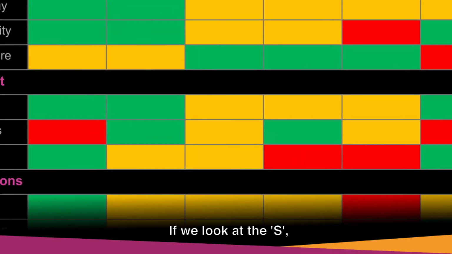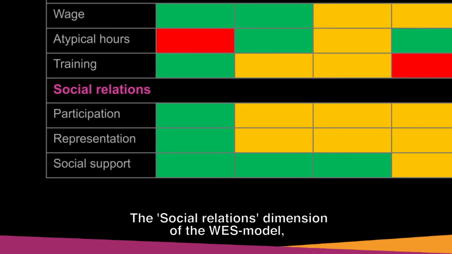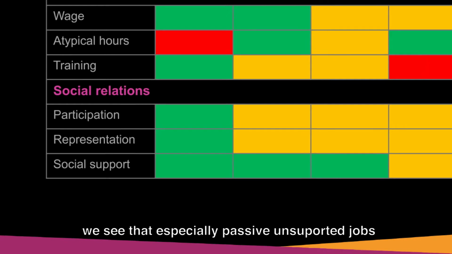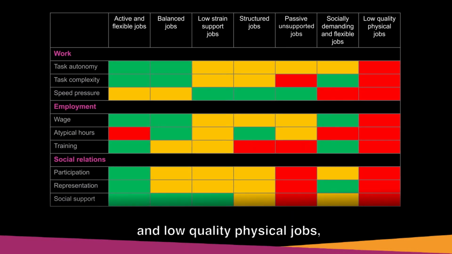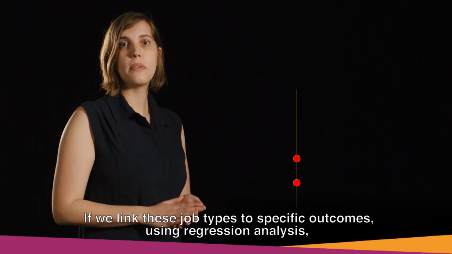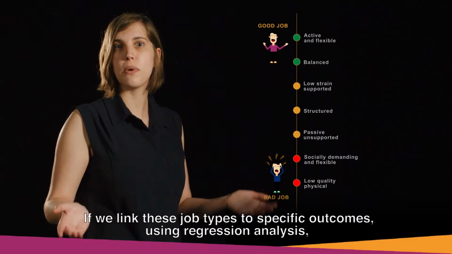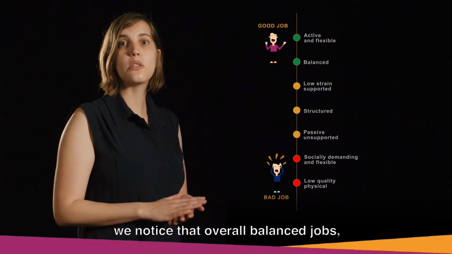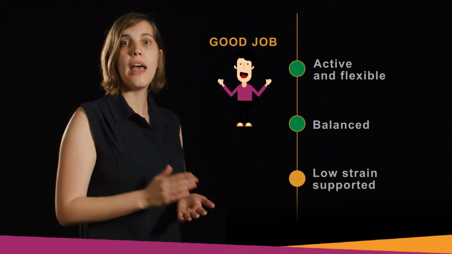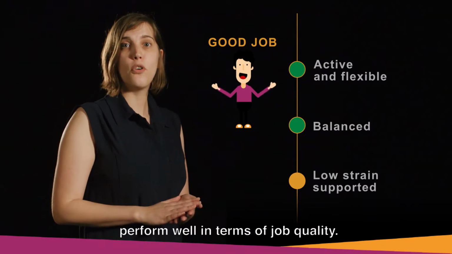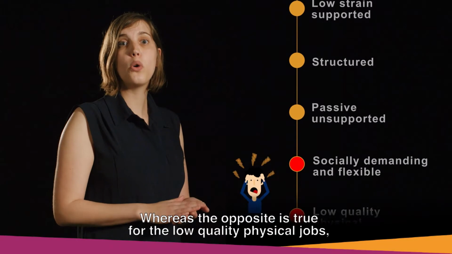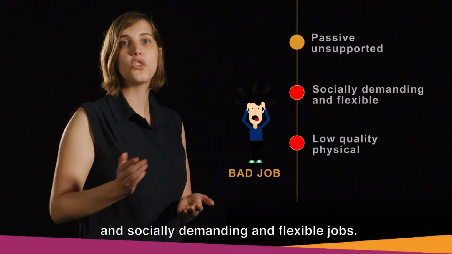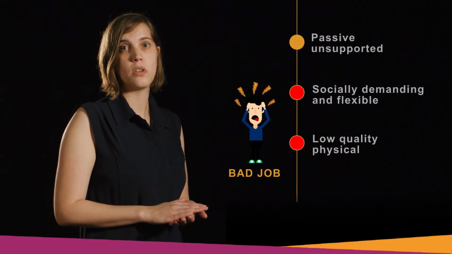If we look at the S, the social relations dimension of the WES model, we see that especially passive unsupported jobs and low-quality physical jobs perform poorly. If we link these job types to specific outcomes using regression analysis, we notice that overall balanced jobs and active and flexible jobs perform well in terms of job quality, whereas the opposite is true for the low-quality physical jobs and the socially demanding and flexible jobs.